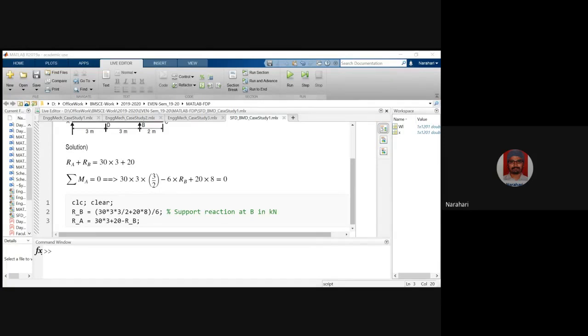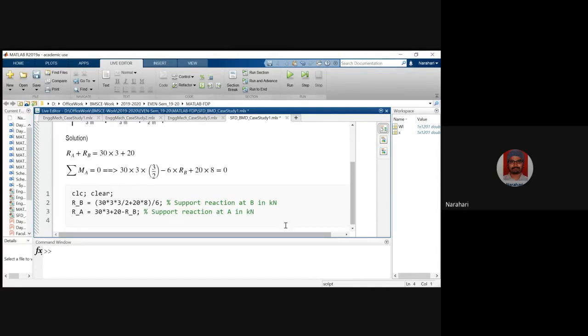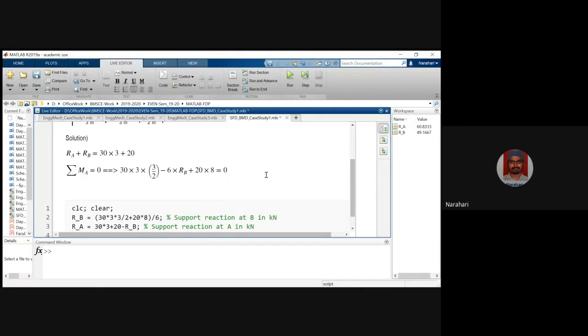Very simple. So you can see here, I can run this particular section of code. It will automatically give me the support reactions. If you have already calculated the support reactions, you can find out. See, at A it is 60.83, at B it is 49.1667. Okay, now we have found out the support reactions. Anyway, we will use them later.